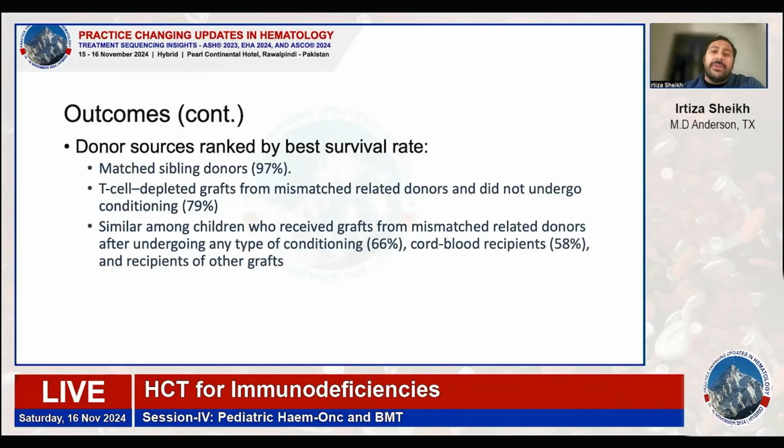Those that did not receive conditioning and received a T-cell depleted mismatched related donor graft also did very well, with a survival rate of 79%. Those that received a mismatched donor and underwent any type of conditioning did a little worse, at 66%. Those that received umbilical cord transplant generally did the worst, at 58%. But again, the alternative is much worse in terms of death and complications that come from SCID itself.